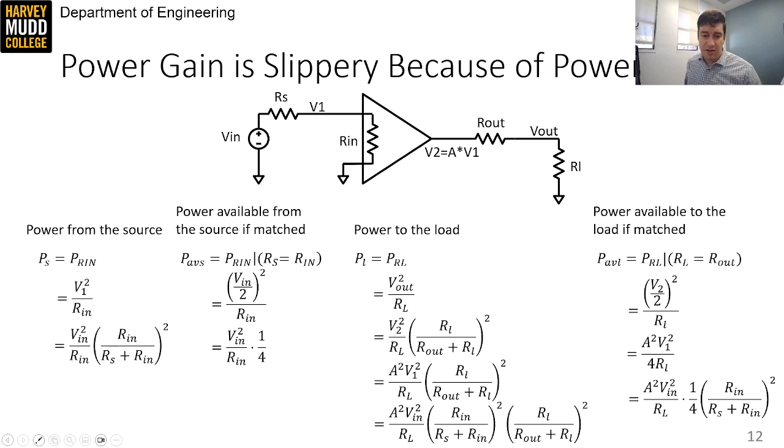The equations I show here track some dividers back through the circuit to show a relation between power available to the load and V in. And you'll note that power available to the load depends on the RS to Rn divider because we only assume the load is matched when we calculate this power.